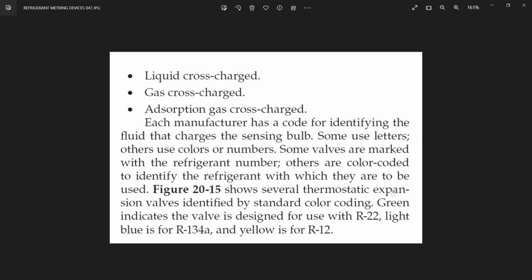This figure shows the several thermostatic expansion valves identified by standard color coding. Green indicates the valve designed for use with R22. Light blue is for R134A and yellow is for R12. तो ये भी आपको कभी-कभी पूछते हैं, can you use any TXV on any system? No, it is also sometimes designed for use with a particular refrigerant. तो because का sensing bulb के ऊपर depend करता है, ठीक है? तो वो आपको देखना पड़ेगा.